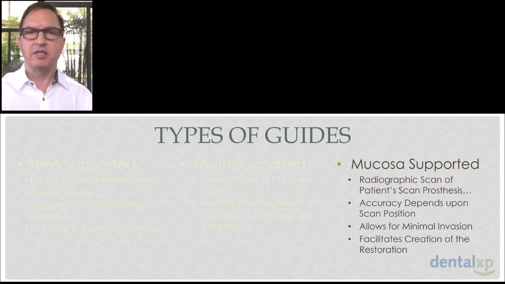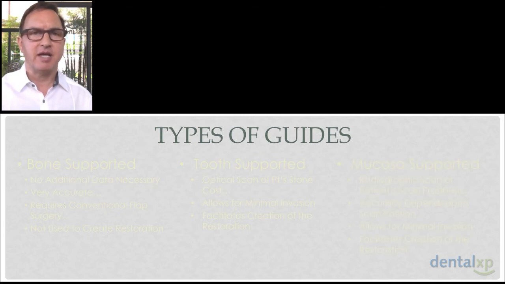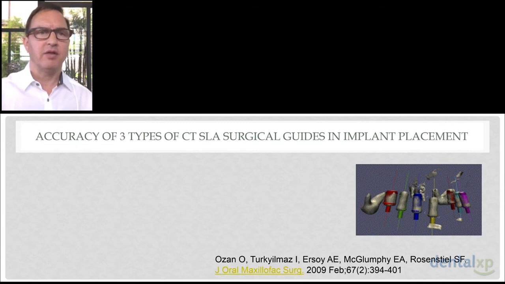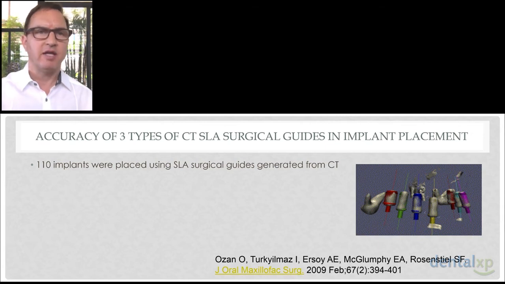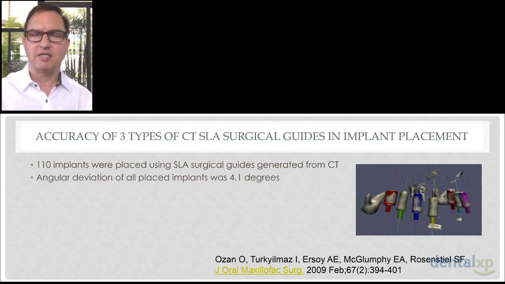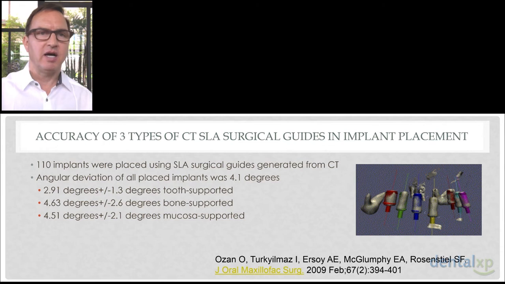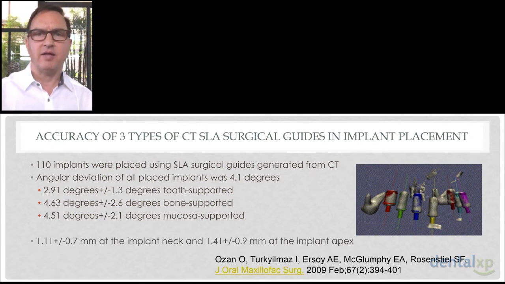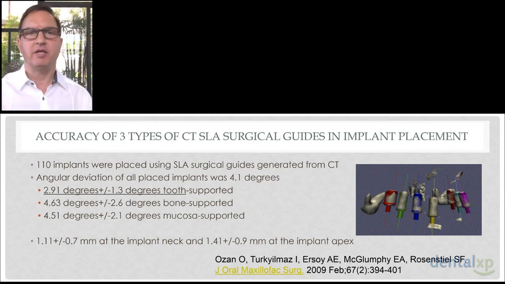I'll discuss in a little greater detail the types and accuracy of guides right now. Ozan and others, studying over 110 implants, evaluated 3 different types of surgical guides, and evaluated the angular deviation of the implant as placed versus as it was intended. They determined that the tooth-supported guides had less angular deviation and less standard deviation than did the bone-supported or the mucosa-supported guides. They noted that the implants were least accurate at the apex and more accurate at the neck. Tooth-supported guides turned out to be the most accurate in this evaluation.